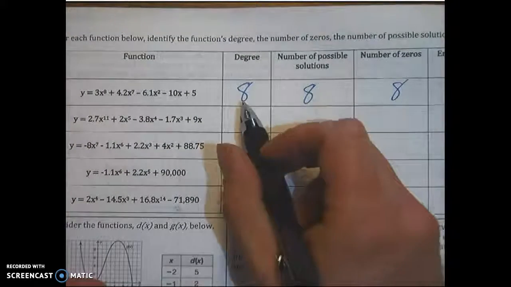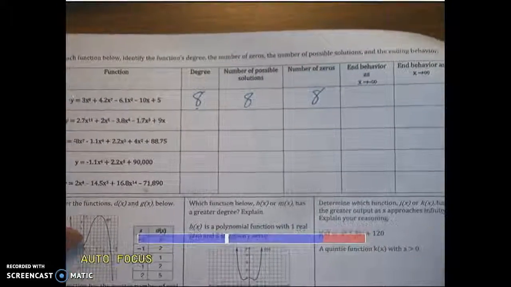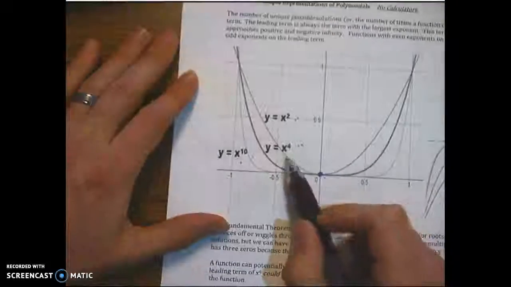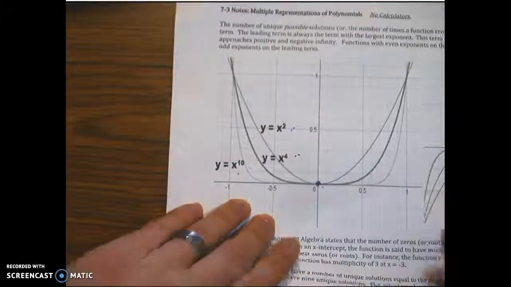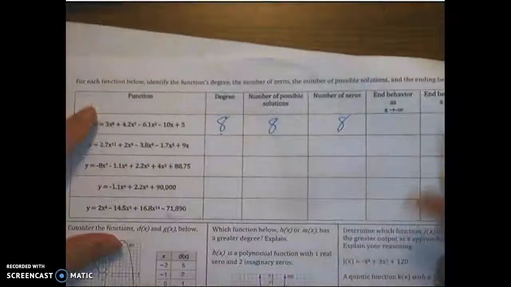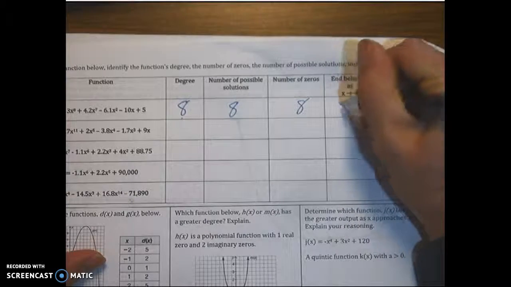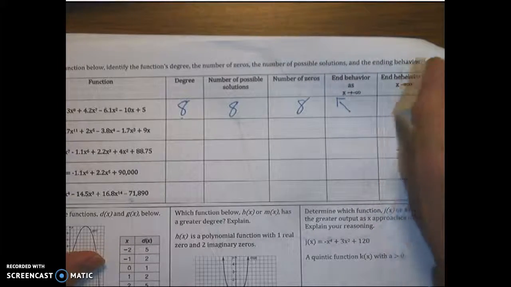Now, since it's a degree of 8, that's an even function. Or sorry, the exponent is even. And so going back over here, x to the 8th would be somewhere between x to the 4th and x to the 10th. I know that's going up forever in both directions. So the end behavior as x approaches negative infinity, I know it's going to go up and to the left. And as x approaches positive infinity, I know it's going to go up and to the right.